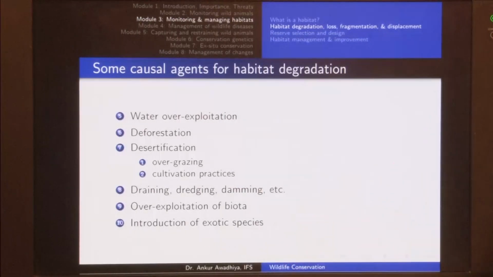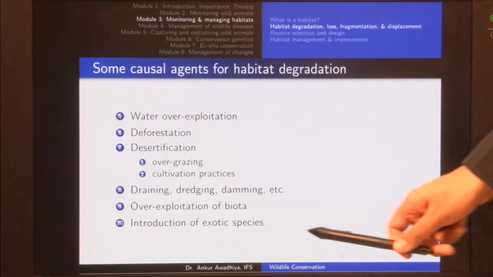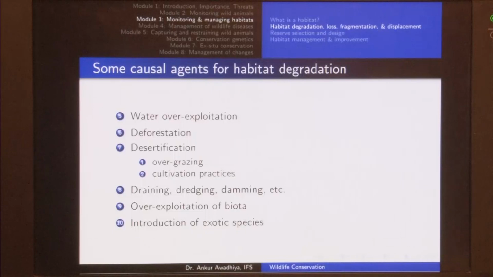Similarly, introduction of exotic species. So, these are those species that displace the native vegetation, and in most cases these exotic species, such as Lantana camara in our country, are not palatable to most of the animals. So, when these species displace the grass species or the fodder species, the animals get less food, and this is also a major factor for habitat degradation.